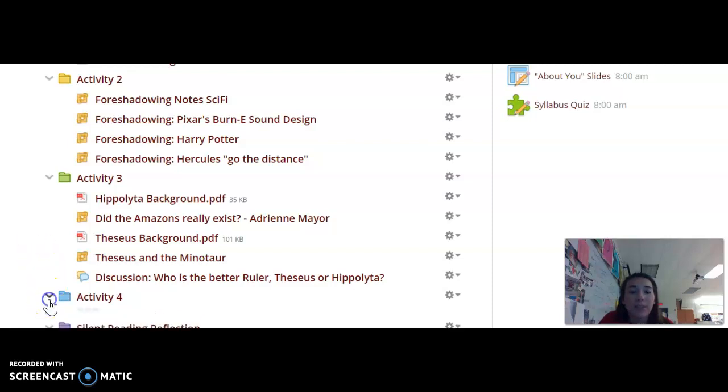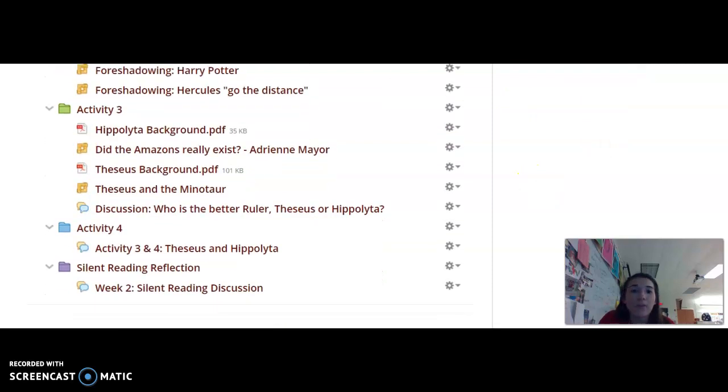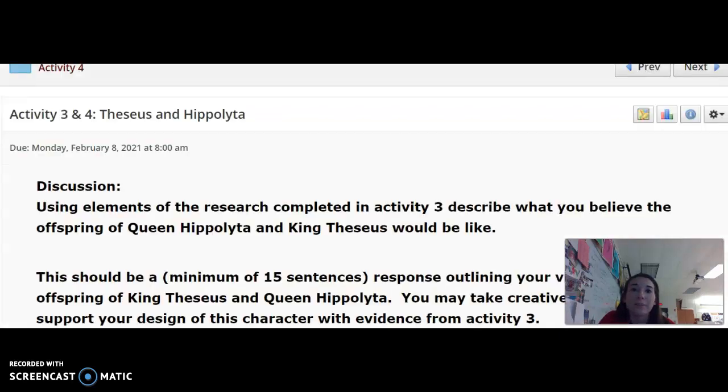After you have completed Activity 3, we're moving into Activity 4. For Activity 4, we are working on a creative assignment. You are going to use elements of your research from Activity 3 to describe what you believe the offspring of Queen Hippolyta and King Theseus would be like.